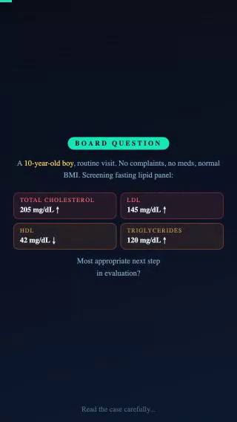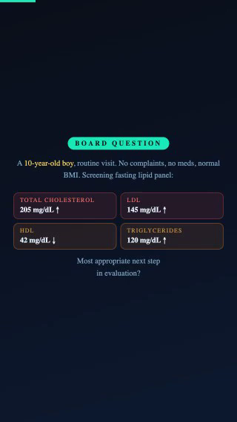A 10-year-old boy presents for a routine follow-up visit. He has no acute complaints, no chronic medical problems, and takes no medications. His growth and development are normal, and BMI is 23. A screening fasting lipid panel shows total cholesterol 205, LDL cholesterol 145, HDL cholesterol 42, and triglycerides 120, all in milligrams per deciliter. Which of the following is the most appropriate next step in evaluation?